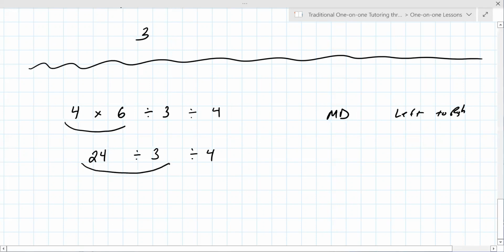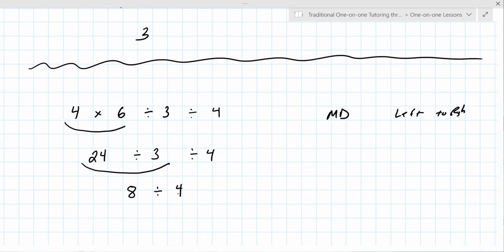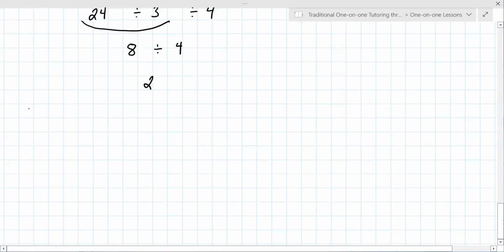And I think we had issues with this last week. You can also think of it as 3 times what number gets you to 24? Is it 8? It's 8. Okay, so we have 8 divided by 4. 8 divided by 4 is 2. It is 2. Very good. Okay, so let's try another one here.